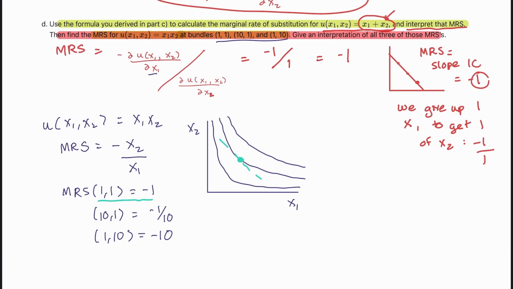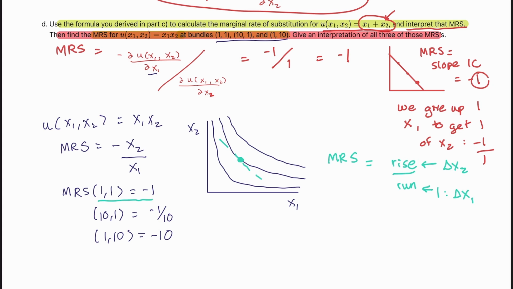Here, the MRS is the slope of the indifference curve, so it's going to be rise over run. Run is 1. If we just get a number for the MRS, the denominator will be 1. And so 1 is the change in x1. And then the rise, whatever the numerator is, is the change in x2 that we would take.